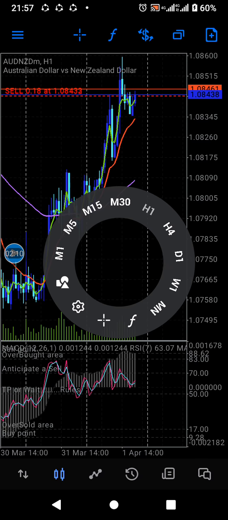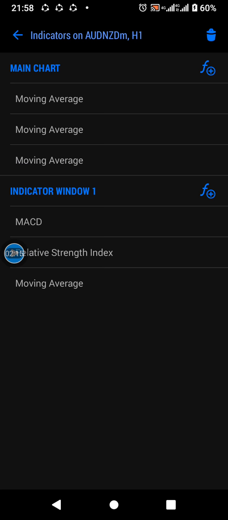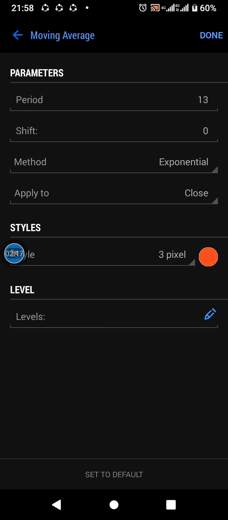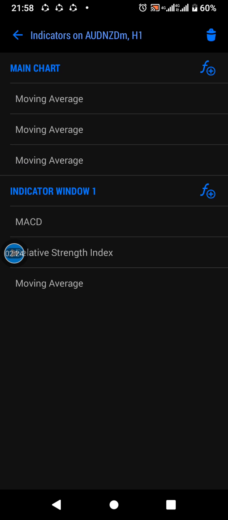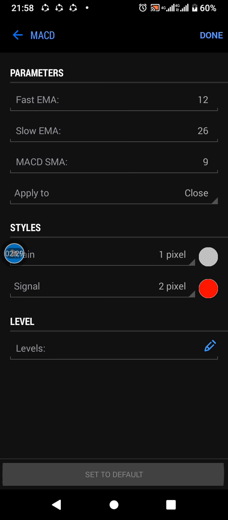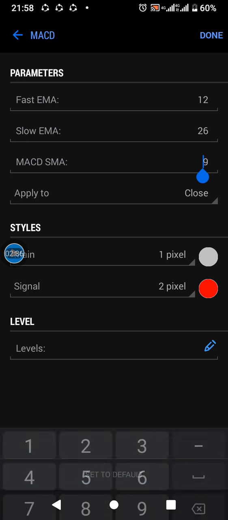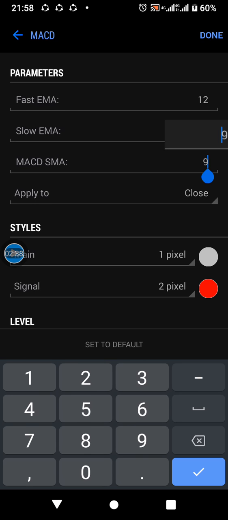which are a 3 exponential close, green, a 13 exponential close, red, a 75 exponential close, purple. Now looking at the MACD, we've got default there. Default is like this, but because we don't want the default, for the MACD, the SMA, we'll change it to 1 to hide that obvious indicator that's always there.